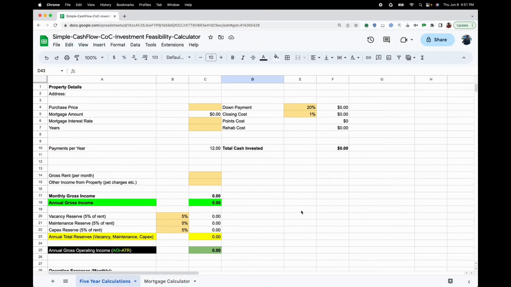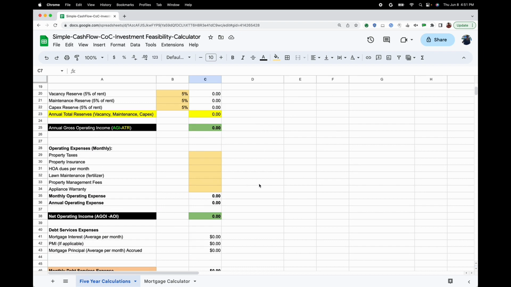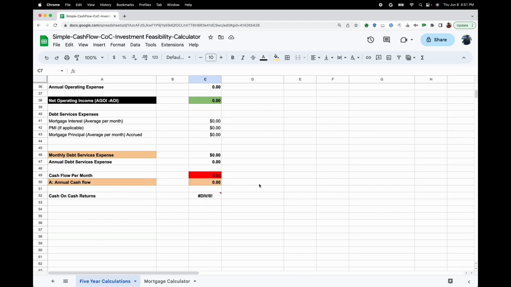All right, so now let's go through this spreadsheet, which is a very simple cash flow and cash on cash return investment feasibility calculator. The whole goal here is that you should be able to fill in all the details marked in this particular color of brown, and within 5 minutes of filling everything in, you should be able to see what the cash flow per month is, what the annual cash flow is, and what the cash on cash returns are, right?